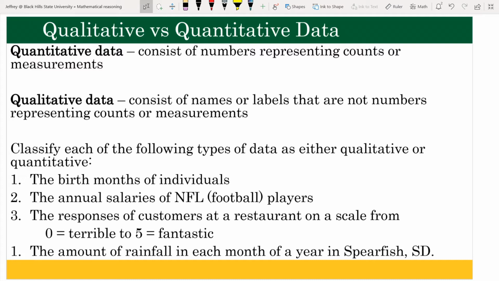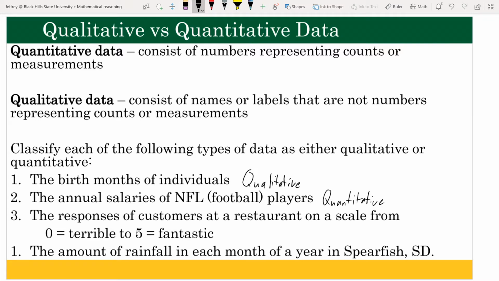And so what we're going to do is try and classify each of the following types of data as either qualitative or quantitative. So the birth months of individuals, because the birth month is a name, this is qualitative. Annual salaries of NFL football players. Salary is a numerical value, so that is quantitative.